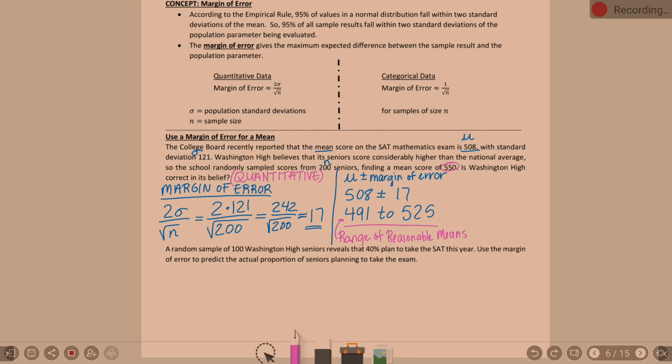They scored above that range of reasonable values, didn't they? So with that in mind, Washington High is correct in their belief. My answer key says yes, Washington High is correct because 550 is above the range. Obviously, you need the work to get there, but that's your official final answer. Okay? Are we okay with that? We had to do a little math, but we still used words, right?